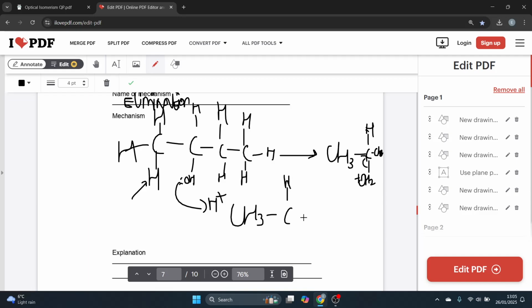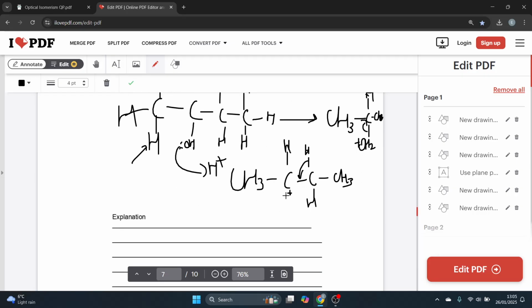Then you've got your CH3, CH, CH2, CH3, and what happens now is the carbon's positively charged. Now, let's form a double bond, and in this case you're going to form either butene or butanone.